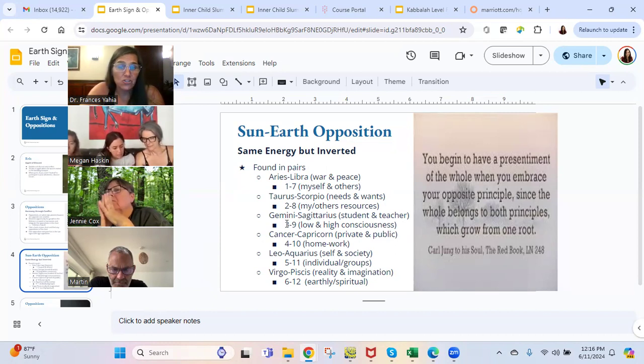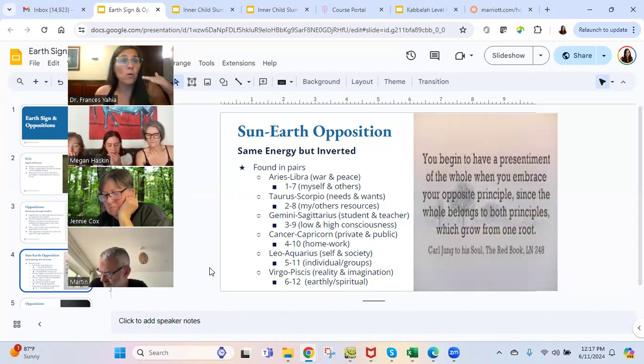Gemini, Sagittarius is student teacher. It's the 3-9 axis, low consciousness and high consciousness. In your astrology basics material, there's a chart with all the meanings of the houses. The third house has to do with K through 12. So it's things that we learn in lower school that's more generic knowledge. And then the ninth house is anything beyond high school, so college and above, and it correlates to higher consciousness.